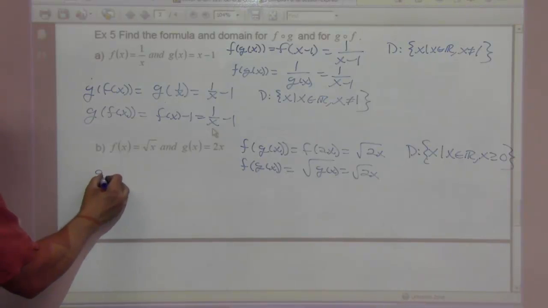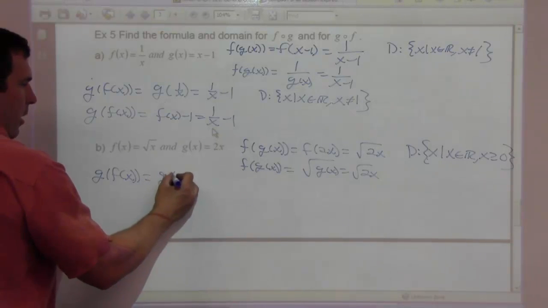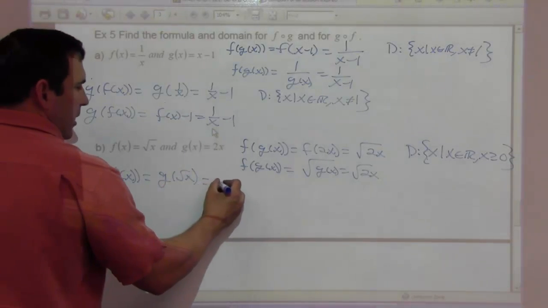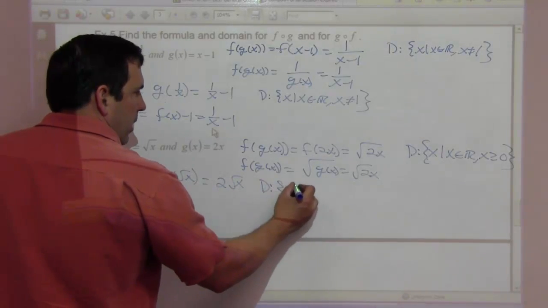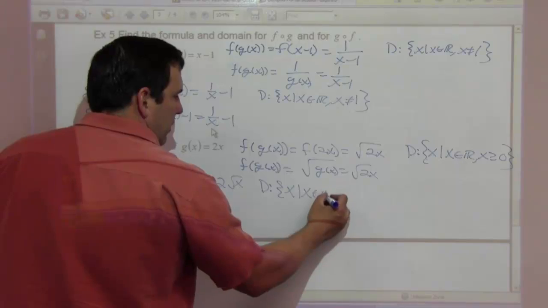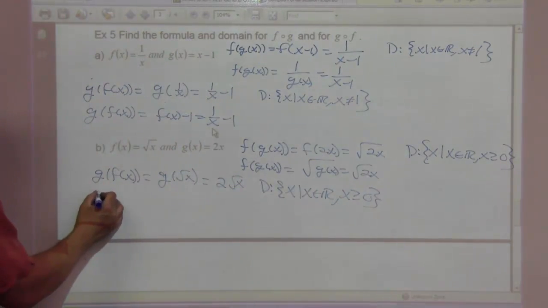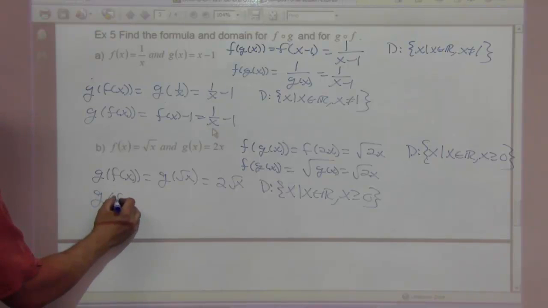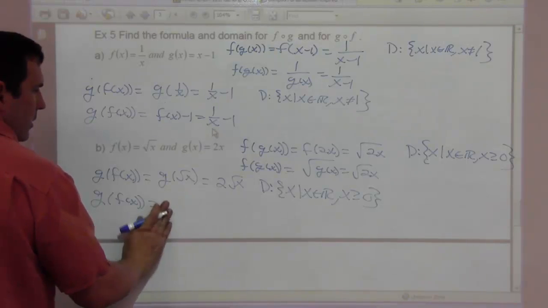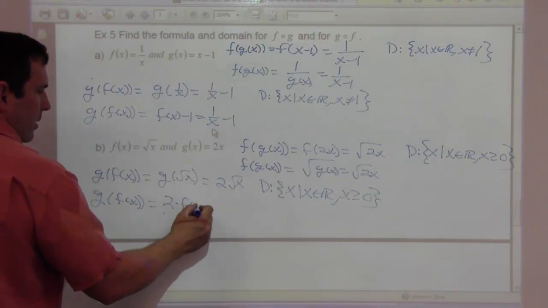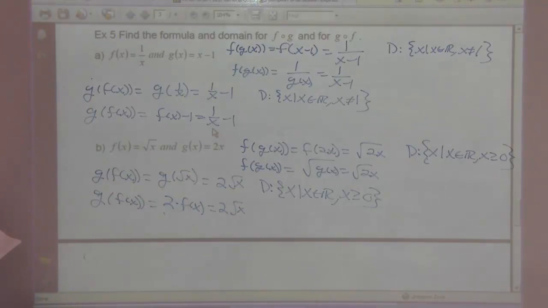And then we have g of f of x. It's going to be g of the square root of x, and that's going to be 2 times the square root of x. Again, the domain is the same this time. X in the reals, x is positive. Or you can think of this as g of f of x is, no, I should say 2 times f of x, which is 2 root x. Either way of approaching that's fine.